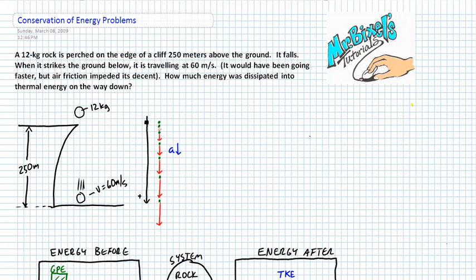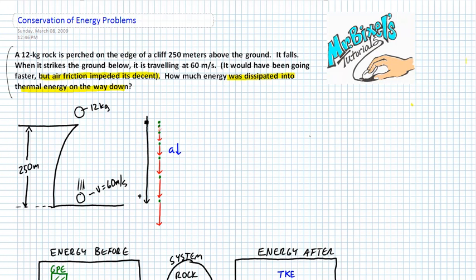This is a conservation of energy problem. A 12 kilogram rock is perched on the edge of a 250 meter high cliff, and it falls. When it strikes the ground below, right here, it's going 60 meters per second, and it would be going faster, but we're assuming air friction impeded its descent. How much energy was dissipated into thermal energy on the way down?